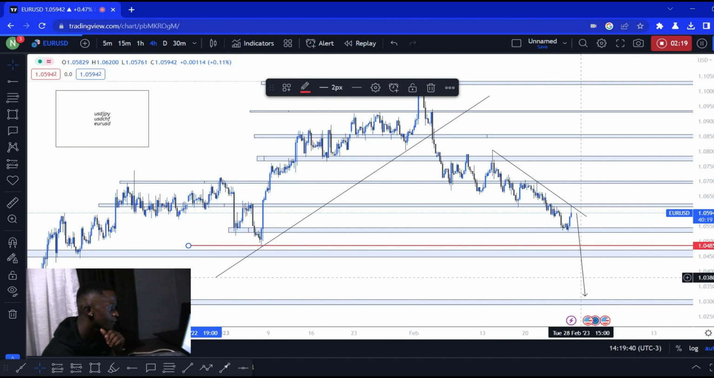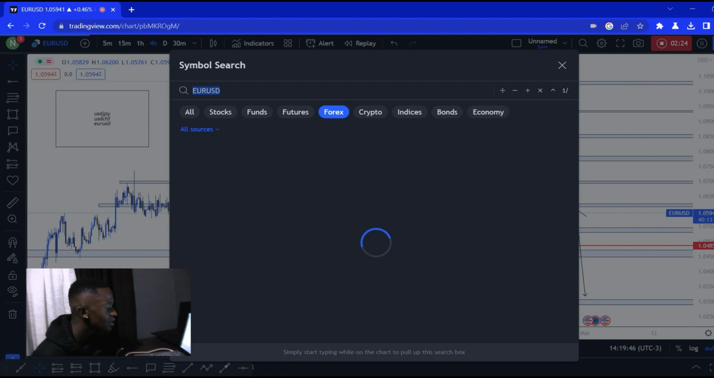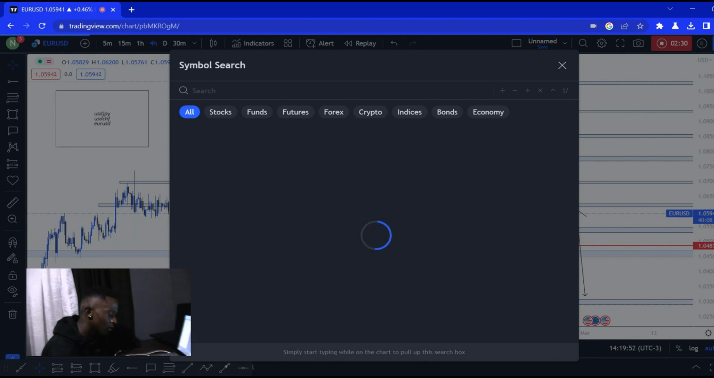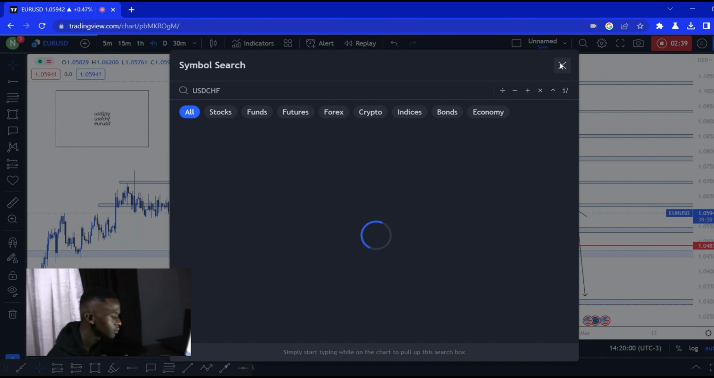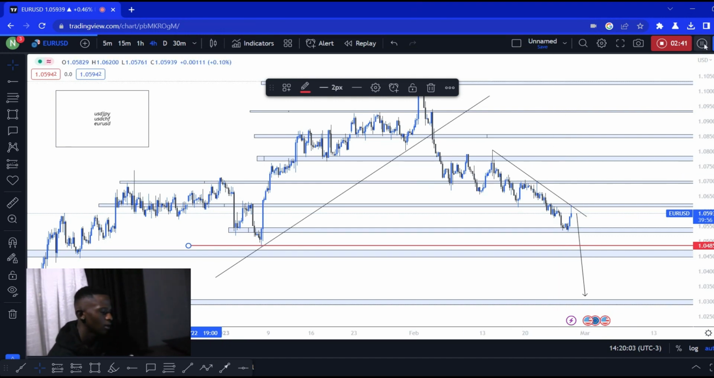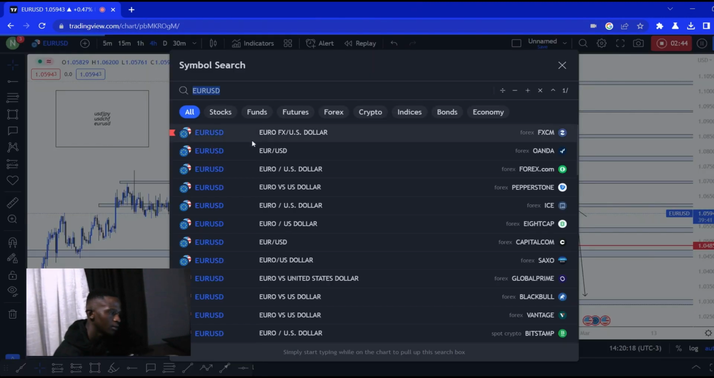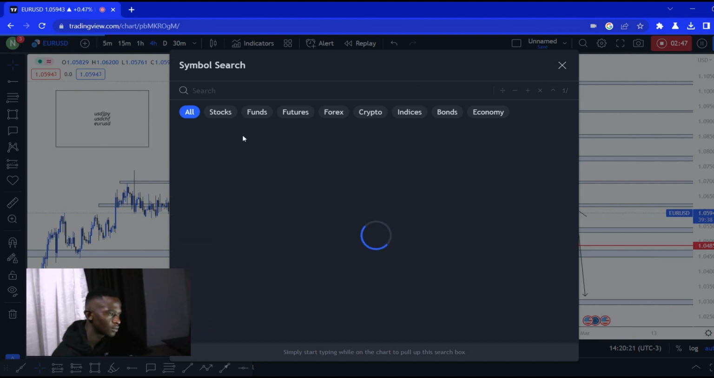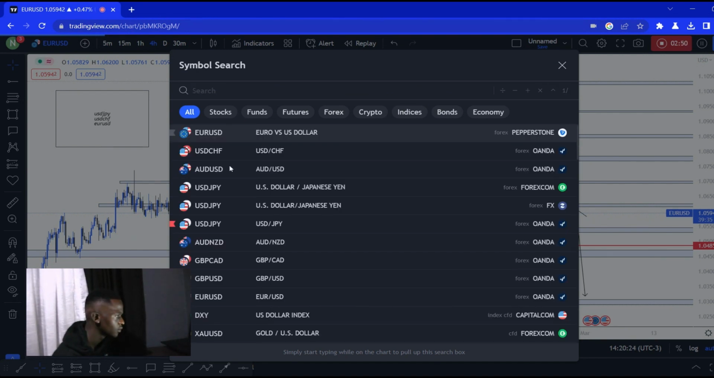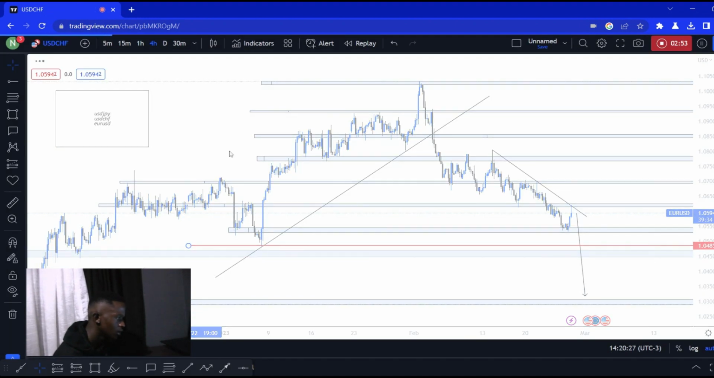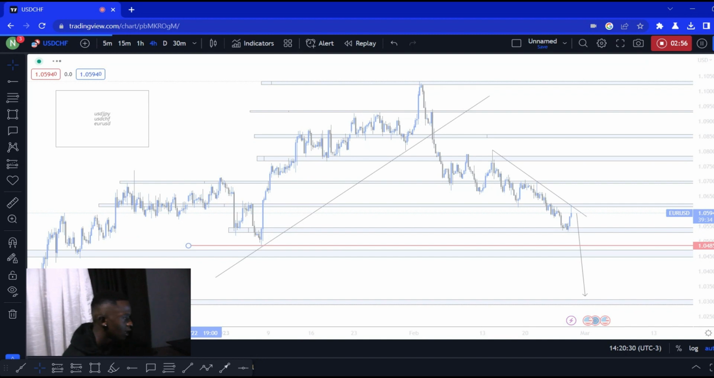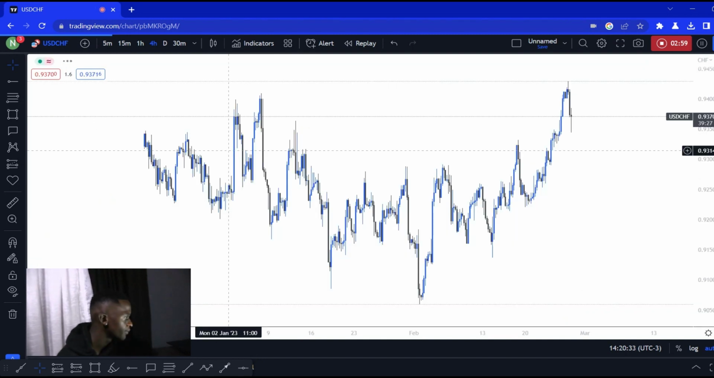Now let's look at USD CHF. I want you guys to take notes as we are analyzing, because we'll be looking at USD CHF right now. We're looking at USD CHF. Waiting for it to load.